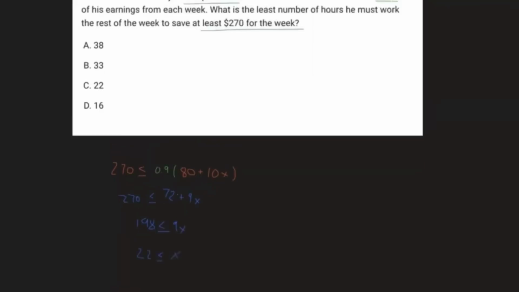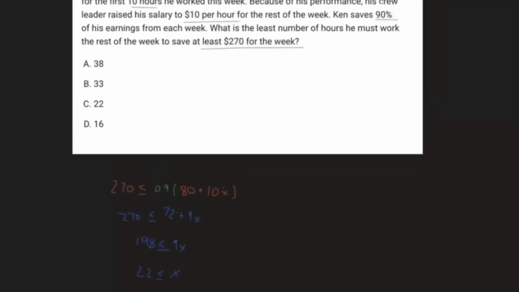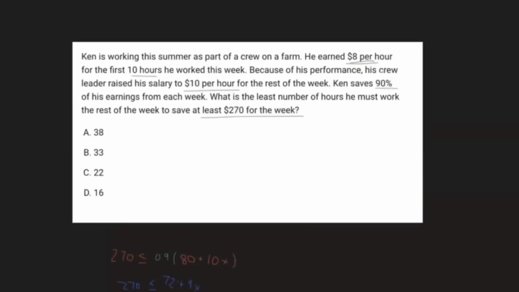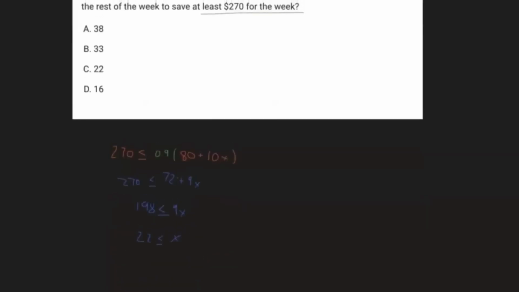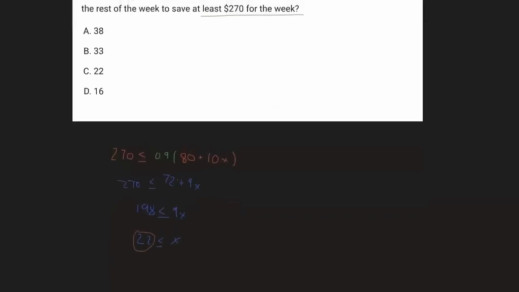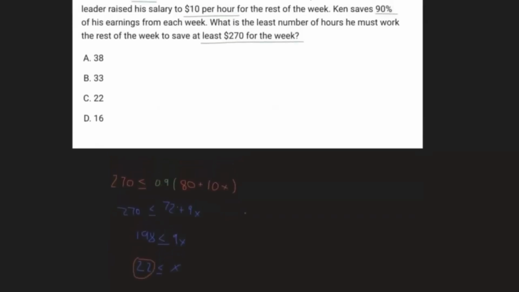All right, so what does this represent? Well, this means that in order to save at least $270, Ken will have to work at least 22 hours, right? But this also means that if he works greater than 22 hours, he'll save more than $270.